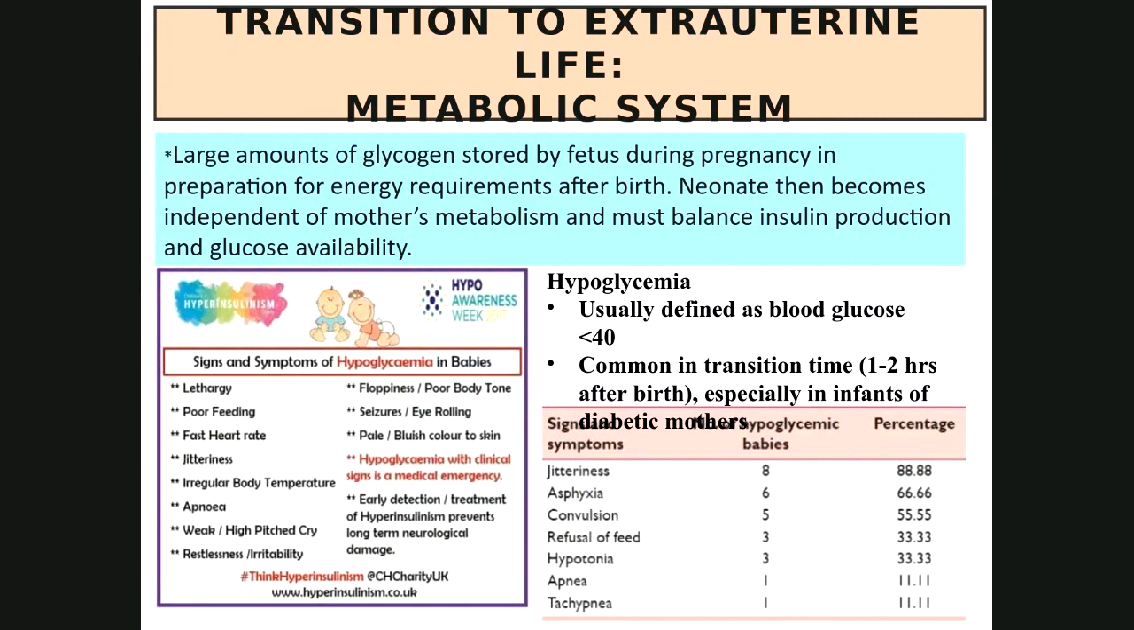So when I do a blood sugar check on a baby, usually hypoglycemia is defined as a blood glucose less than 40. Okay, common in transition time. Again, some of it may be normal in the first 1 to 2 hours of life, especially if the infant is from a diabetic mom, but then later the baby should be able to maintain its blood sugar. Okay.